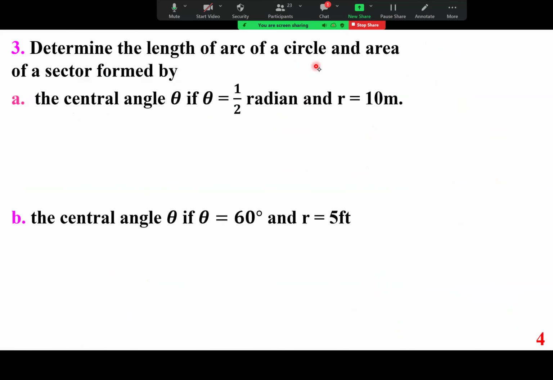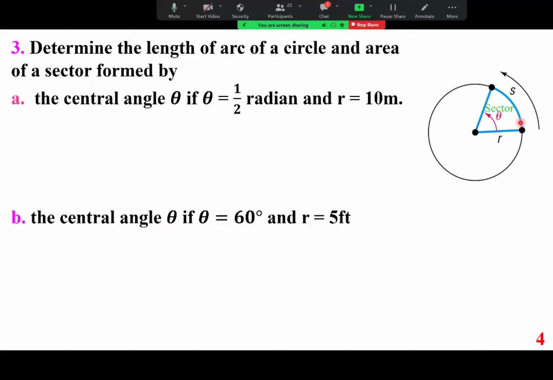Determine the length of arc of a circle and area of a sector by the central angle theta. If theta is 1/2 radian and r is 10 meters; the central angle is theta equals 60 degrees, r equals 5 feet. So reminding everybody, S is the arc length, and this would be the area of a sector.